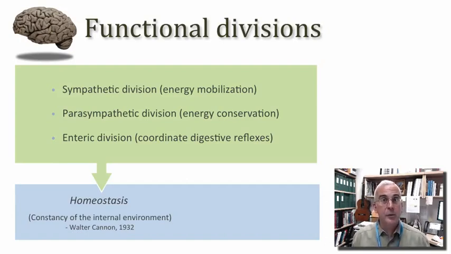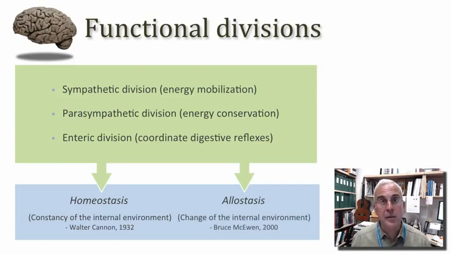But we couldn't survive very long if this was the only mode of action of our visceral motor system. Indeed, there are times when, in order to restore that proper balance, we have to change. We have to push the body into rather emergency action. And so this concept is what we might have in mind with this term allostasis, which was coined more recently by a contemporary neuroscientist named Bruce McEwen.